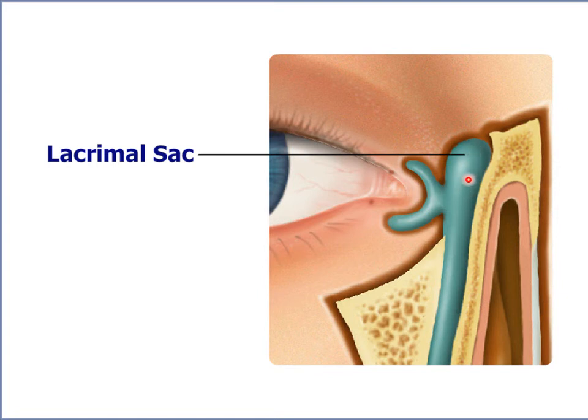It has the following parts. The upper end of the sac is almost a blind end and it is called the fundus, whereas the lower end continues with the nasolacrimal duct. The fascia covering the lacrimal sac is attached to the anterior and posterior ends of the lacrimal groove.